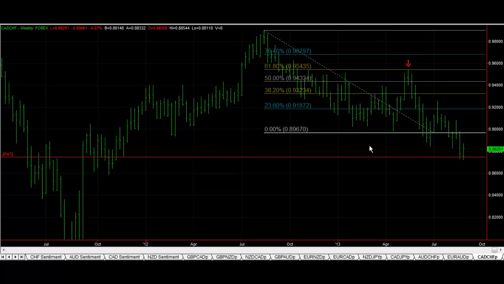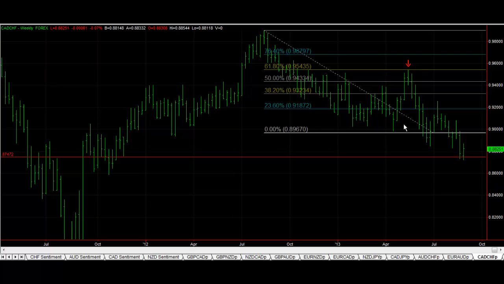Finally, we have the Canadian dollar against the Swiss franc. When we look at this relative high here and this relative low here, and we draw some retracement lines, we have another classical example of how a cross rate exactly tests key support or resistance, in this case resistance, and then moves lower. This 95.43 resistance level is indicated by this red down arrow.